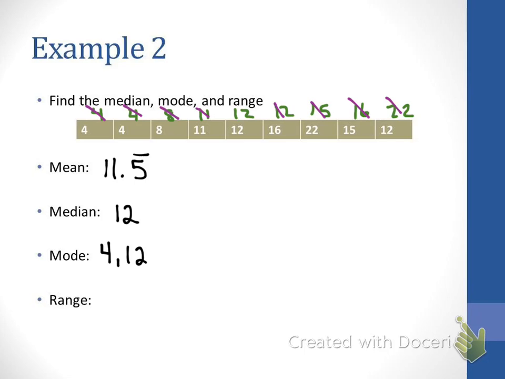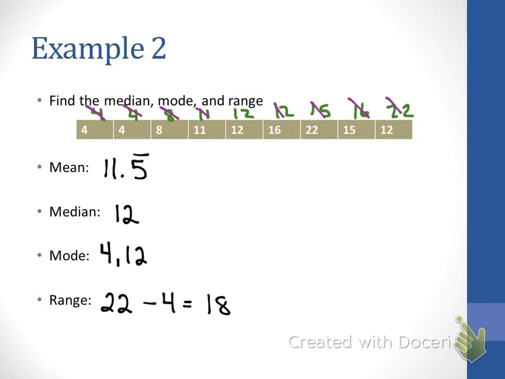All right, now the range, I want to see some work here. What is the biggest number in this data set? 22. And what's the smallest number? 4. So you subtract them, and your range is 18. I want to see your work there. I want to see what you're subtracting. All right, and that's how you find all 4 averages. Mean, median, mode, and range.